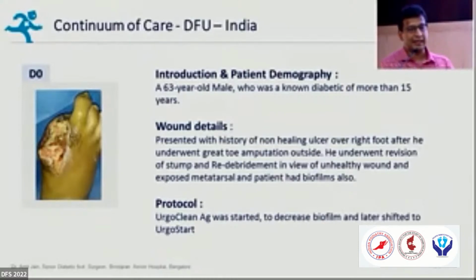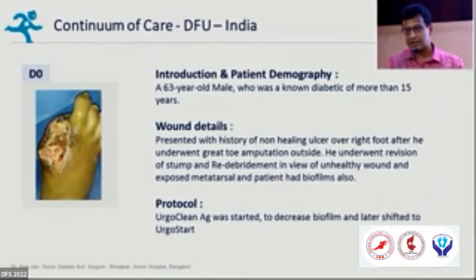Each one of you can see that there is no progression of healing. You can see exposed metatarsal. You can see slough and biofilms visible with pale granulation tissue. What we decided as a surgeon is to go ahead with revision of amputation, redebridement. But in spite of that, we noticed that there was a presence of biofilm. And this was another ideal case.